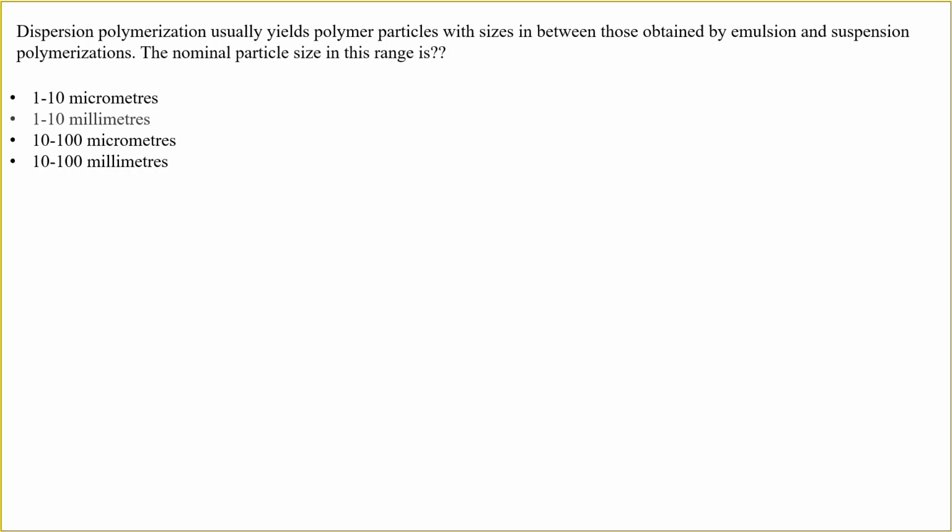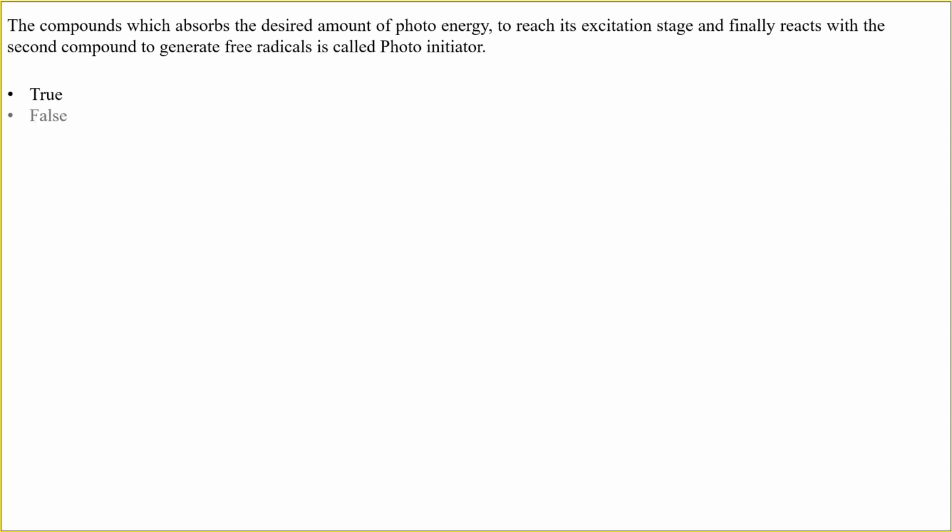You will be able to find the answer for this question just by going through the initial descriptions of the emulsion and suspension polymerization process. So because of this, the correct answer for this is 1 to 10 millimeters.